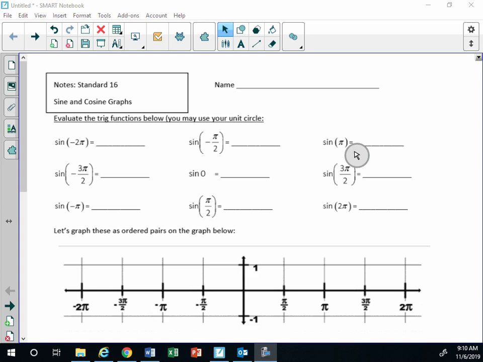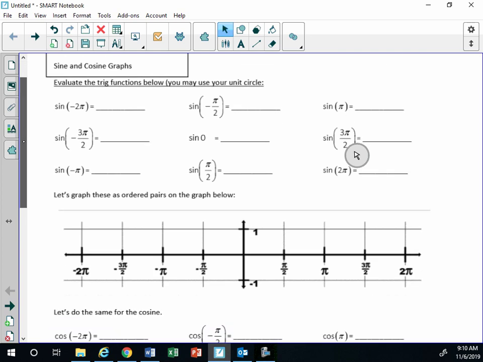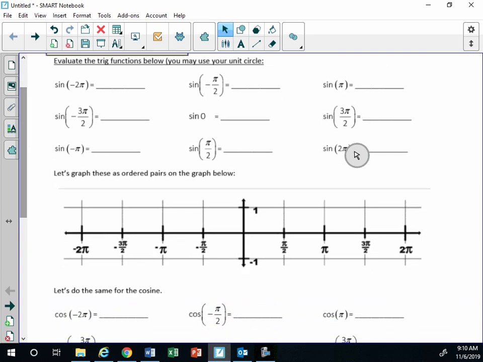All right, guys, so go ahead and open your packet to standard 16 here. So we are graphing just sine and cosine to begin with. To do that, we need to evaluate some of these values. So we're going to start with just the sine values. All right, so the first one I have up there is negative 2 pi.